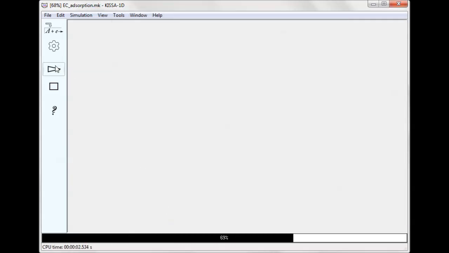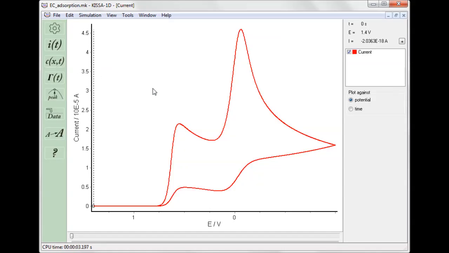Clicking Start Simulation button launches computations. When they are completed, the electrochemical current is displayed. The voltammogram displays two peaks, the first of which is due to the reaction proceeding through the adsorbed path, while the second peak is due to dissolved species.